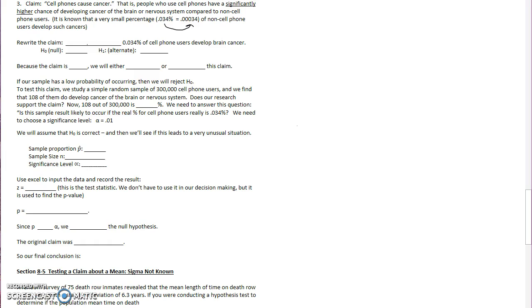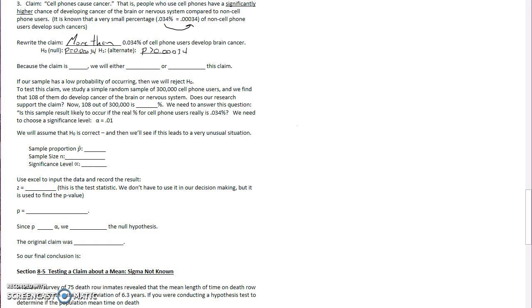So to rewrite the claim, cell phones causing cancer would imply that more than 0.034% of cell phone users develop brain cancer. So how do we write the null and alternative hypotheses? Well, the null hypothesis is going to be p equal to 0.00034, and the alternative would be that p is greater than 0.00034.